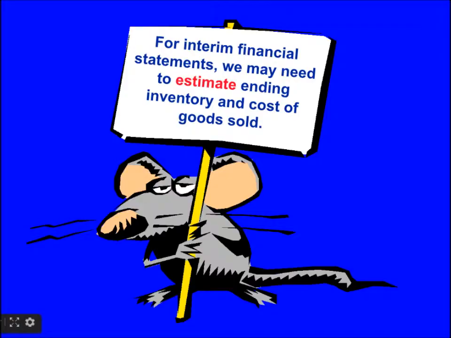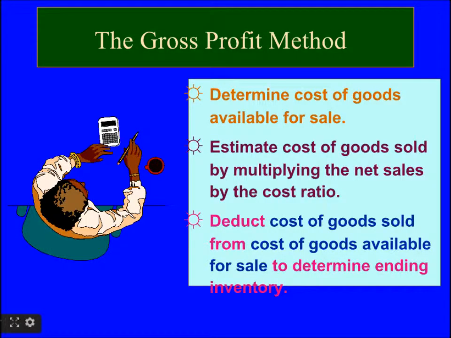Gross profit method. Determine the cost of goods available for sale. Estimate cost of goods sold by multiplying the net sales by the cost ratio. Deduct the cost of goods sold from cost of goods available for sale to determine ending inventory.